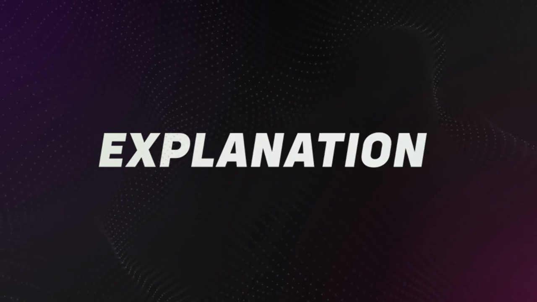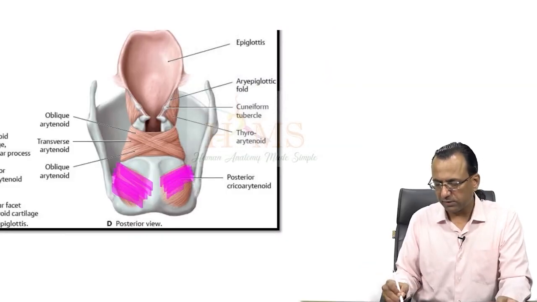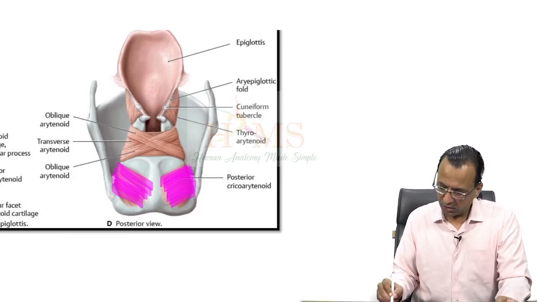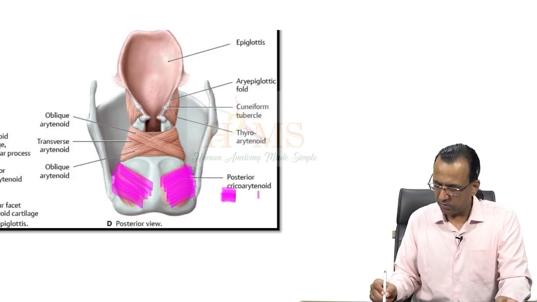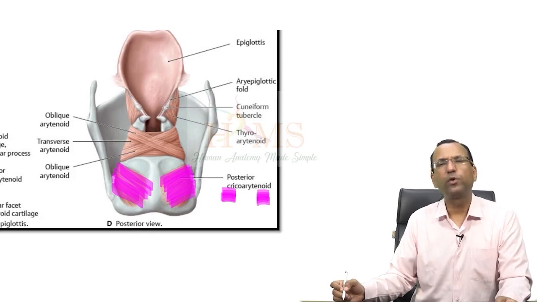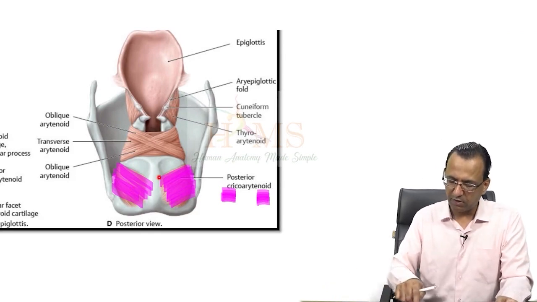Here's the explanation. Posterior cricoarytenoid muscle. Why would you say posterior cricoarytenoid? Because it attaches the cricoid cartilage and the arytenoid cartilage. So you are telling that there is some muscle on the posterior side of the larynx. Yes. Attaching the cricoid cartilage with the arytenoid cartilage. Yes. What is it doing?